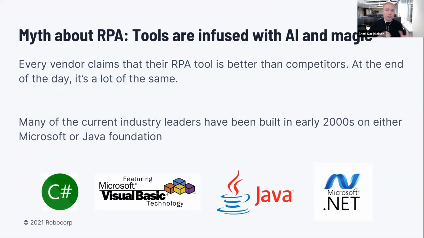There are typically AI components to RPA, which might revolve around document capture, or OCR, or similar technologies, or chatbots. But while every vendor would love to claim that they have a magical AI solution, it's all quite a lot the same. A lot of these technologies that are leading the industry, UiPath, Automation Anywhere, Blue Prism, were all started in the early 2000s, 2003, 2005, and so forth. So it's C#, Visual Basic, Java, .NET. These are the typical stacks that these tools have been built on, and they are nowadays billion-dollar companies.